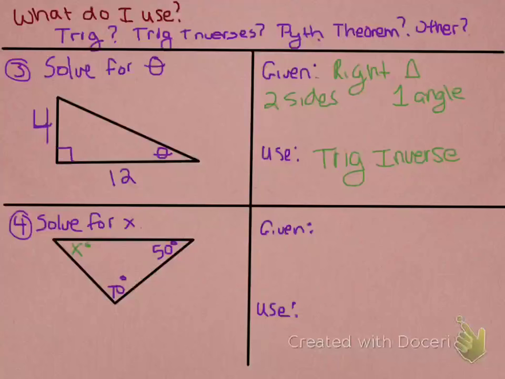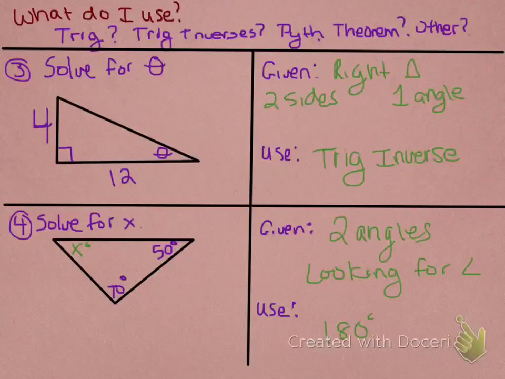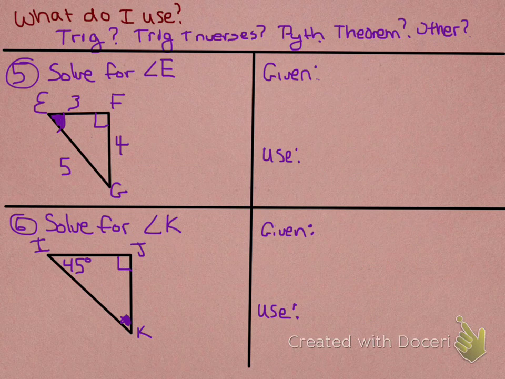Number 4 says to solve for x. Well, this isn't a right triangle, so that means I can't use trig inverses or Pythagorean theorem. So the only way to solve this is to add 70 and 50 and subtract from 180. Because when you're given two angles and looking for an angle, that's the easiest way to do it, the 180 degrees. All right, let's look at a couple more.